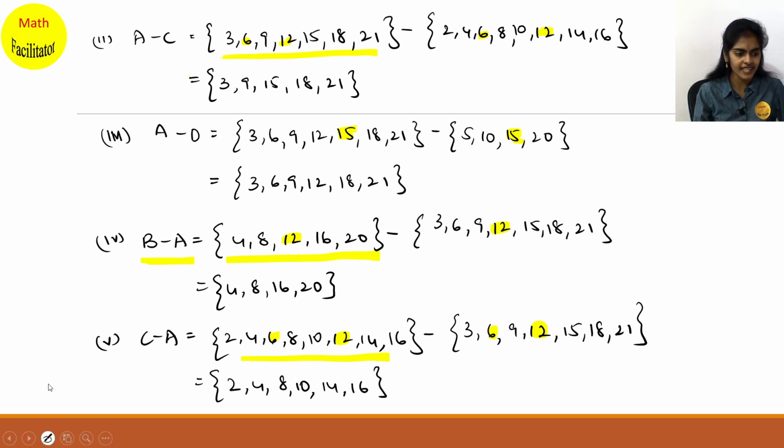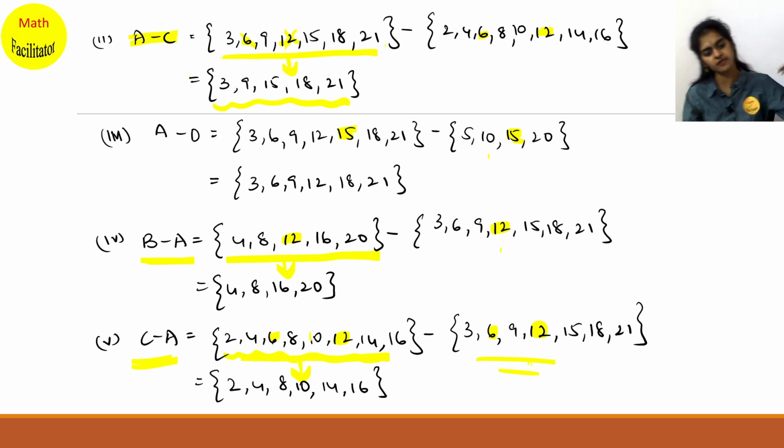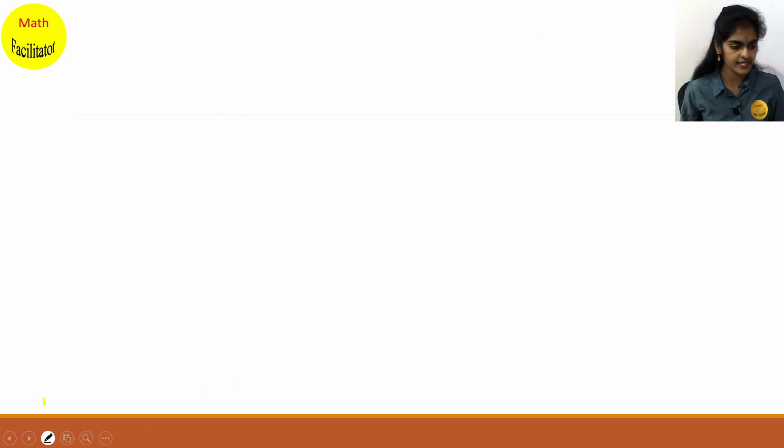Now here you can understand the difference between these two. A minus C means I have taken the set A, and from the set A, I am removing the common elements and writing the remaining elements of set A. C minus A means from the set C, I am removing the common elements and writing the remaining elements. So the second set you will not touch. In every example you can see, you are not touching the second set. The second set you are only using to see the common elements, and you will only write the first set after removing the common elements. Clear with this?